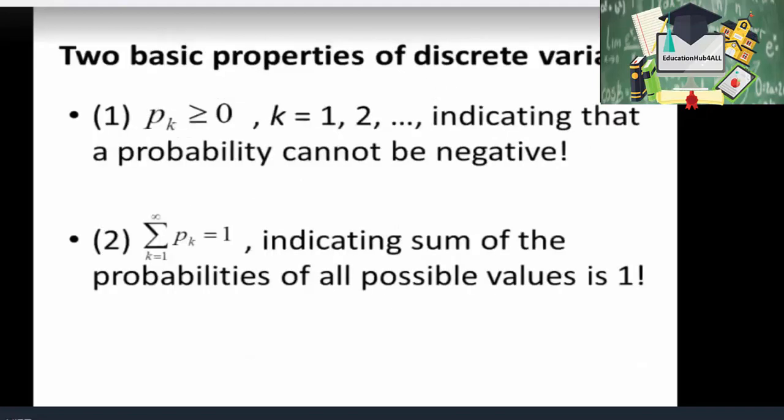But for the probability, it can be 0, but it cannot be negative. What does a negative probability mean? So all probabilities are non-negative. And if we consider all the possible values, the probability should be 1.